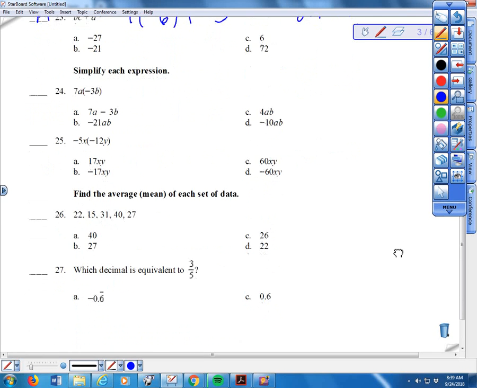Okay, simplify each expression. What's 7a times negative 3b? It's going to be negative. 7 times 3 is 21. A times b is just ab. So negative 21ab. Negative 5x times negative 12y will be positive. 5 times 12 is 60. X times y is xy.